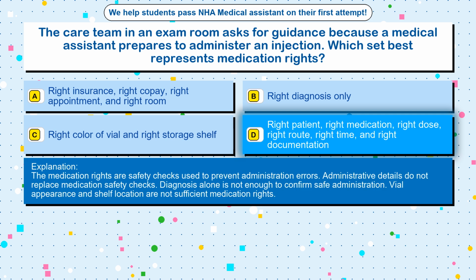The medication rights are safety checks used to prevent administration errors. Administrative details do not replace medication safety checks. Diagnosis alone is not enough to confirm safe administration. Vial appearance and shelf location are not sufficient medication rights.